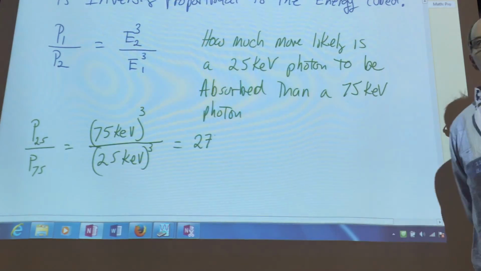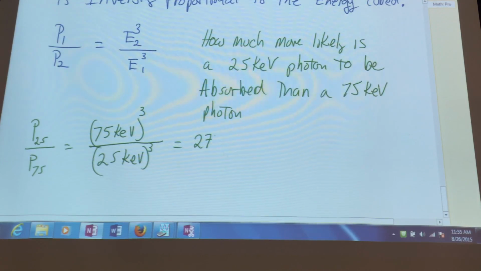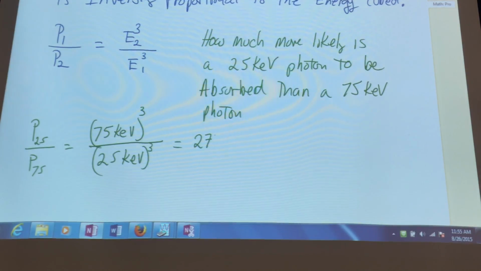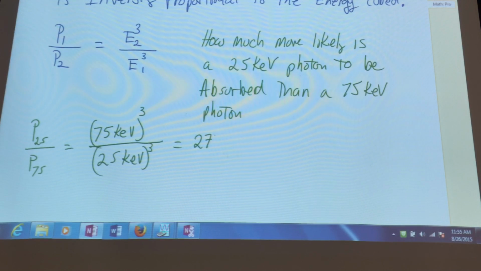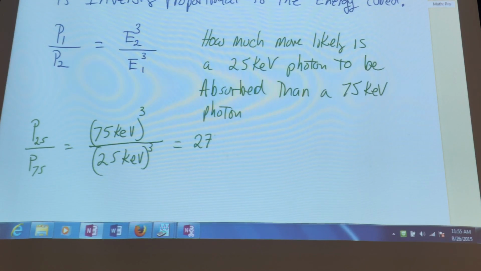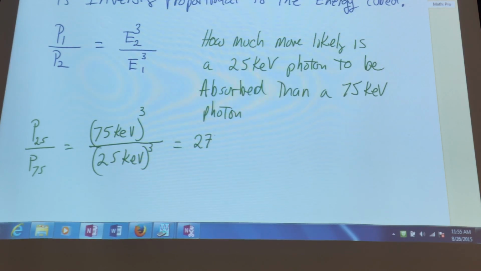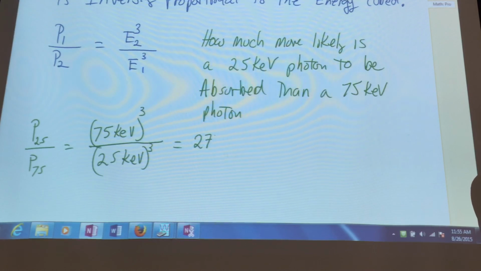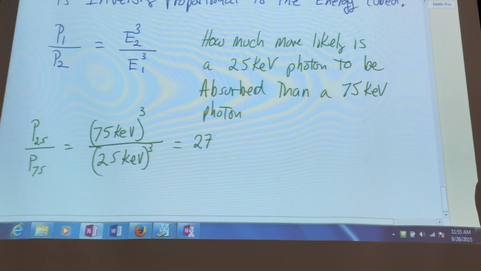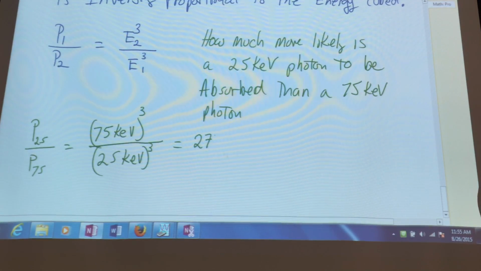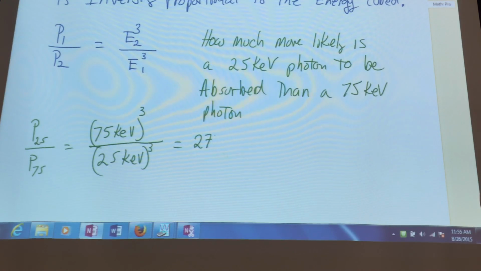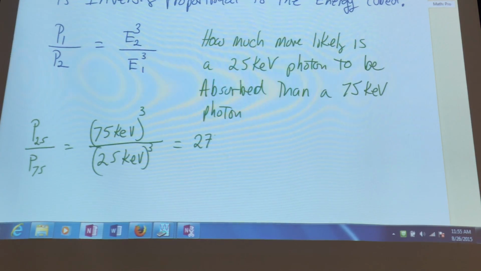All right, now for the all-important sentence that interprets that expression. It's the verbal component of the class. The 25 kilo electron volt photon is 27 times more likely to be absorbed than a 75 kilovolt photon. Excellent. There you go. Do we all agree with that sentence? We'll write it down here for you.